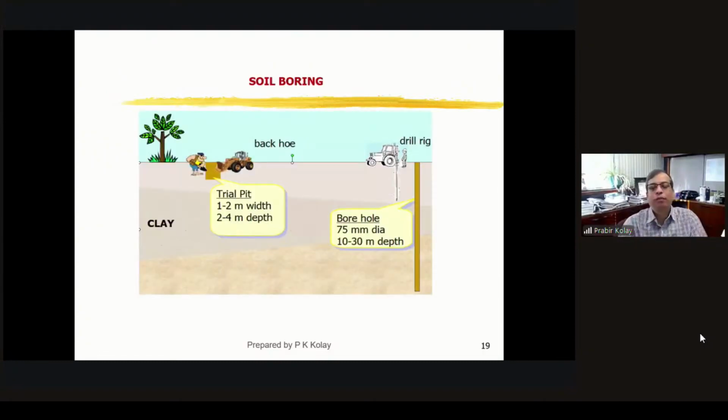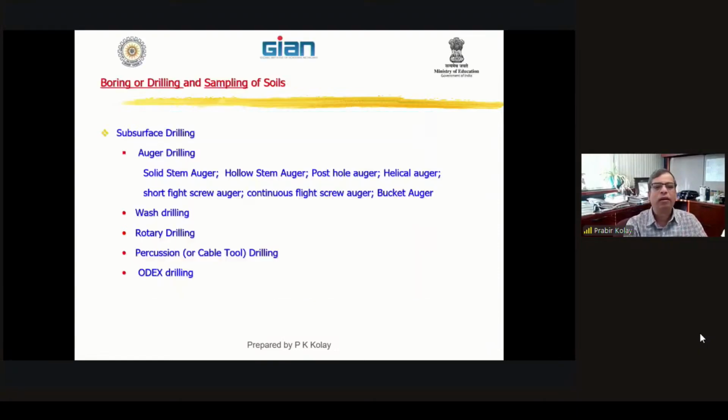For the soil borings, obviously you need to take out the soil sample, and then the trial pit, and you need to make a hole using a drilling rig. There are different types of drilling rigs available, and you can take out the soil sample from the ground. So then it's the boring or drilling or sampling. Subsurface drilling, obviously it is below the ground, that's why it's subsurface.